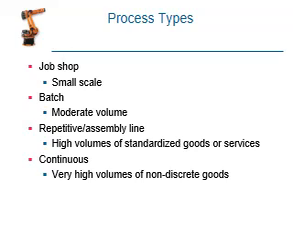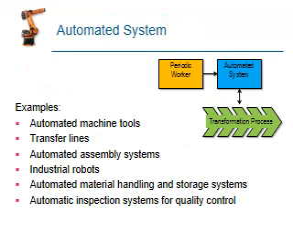Job production means very small scale, and batch production stands for moderate volume. Repetitive assembly lines are higher volume. Continuous is very high volume. Based on the components, we decide which of the four production types is available, and based on our requirements, we choose the job production.